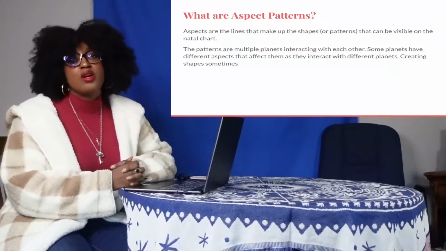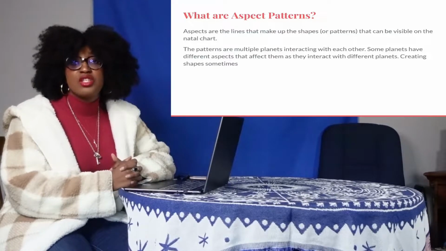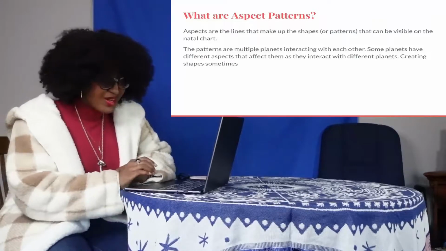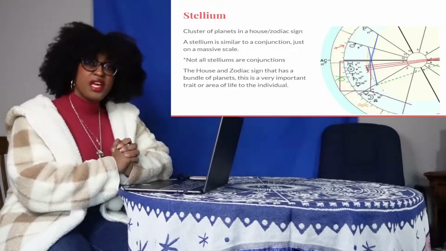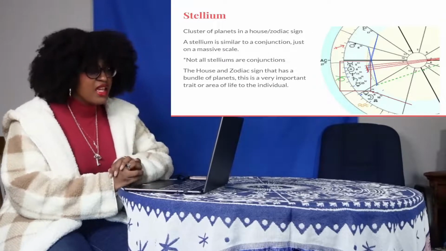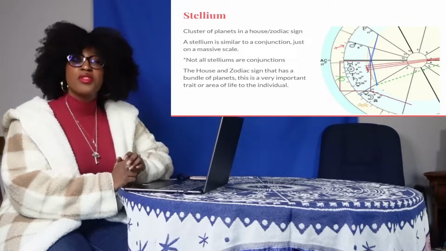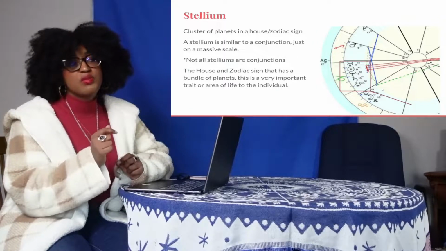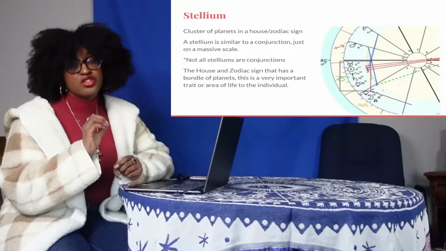So this is how planets communicate and interact with each other even more. So the first aspect that we're going to be talking about is called a stellium. And you're probably wondering from the last video, what's the difference between a stellium and a conjunction?